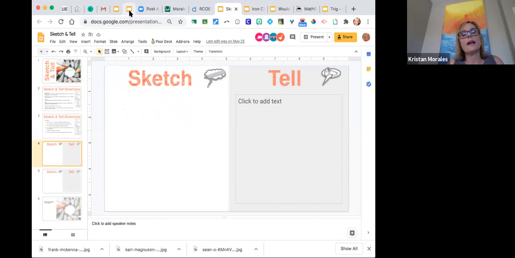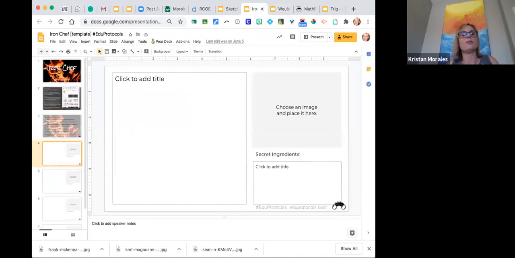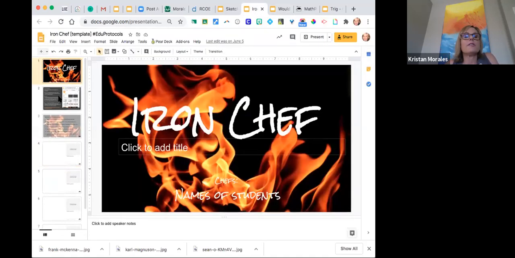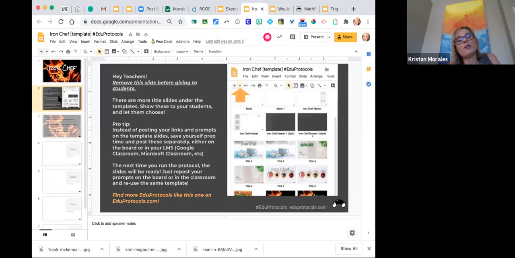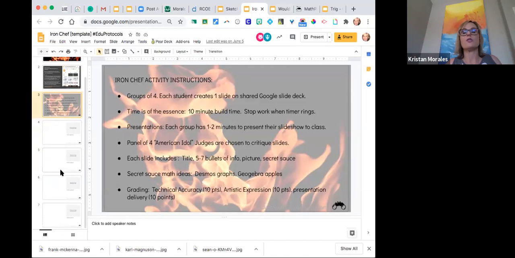Another really great activity that's an EduProtocol is Iron Chef. Iron Chef looks like this. There are different templates you can include if you don't like the one with the flame, but it's based after the Iron Chef TV cooking show, where you create your groups of four, you share this slide deck with your group of four students, and each student gets their own slide to work on.